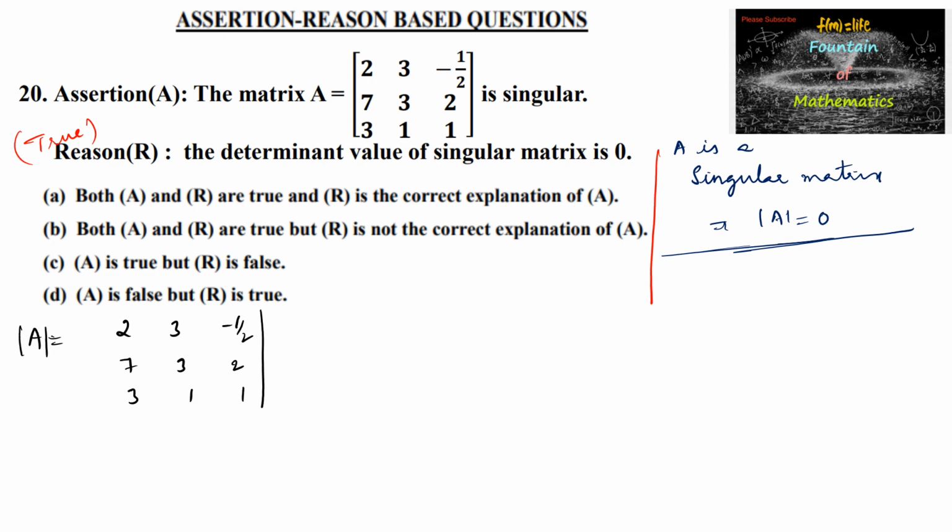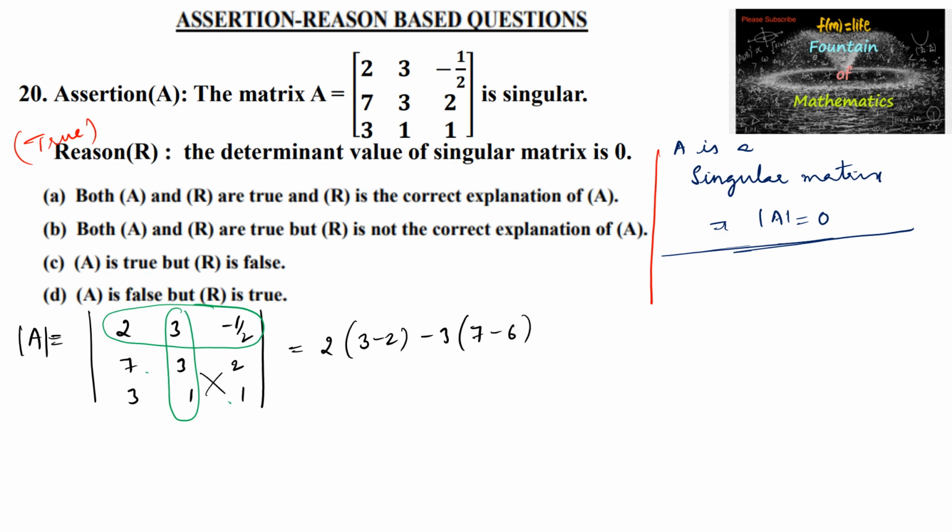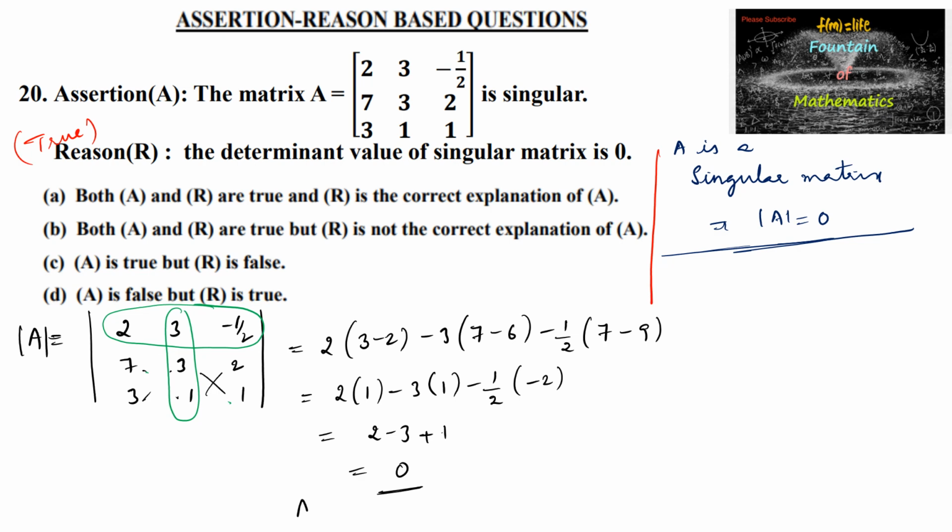Let us consider the determinant, which is equal to 2 times of 3 into 1 minus 2 into 1, that is 3 minus 2, minus 3 times of, leaving the row and column, we have 7 into 1 minus 2 into 3, so we can write 7 minus 6, and again minus 1 by 2 times of 7 into 1 minus 3 into 3, that is 7 minus 9. This is equal to 2 times of 1, minus 3 times of 1, minus 1 by 2 times of 7 minus 9 is minus 2, which is 2 minus 3 plus 1, that is 2 plus 1 is 3, 3 minus 3 is 0. So we can say that the matrix A is singular.